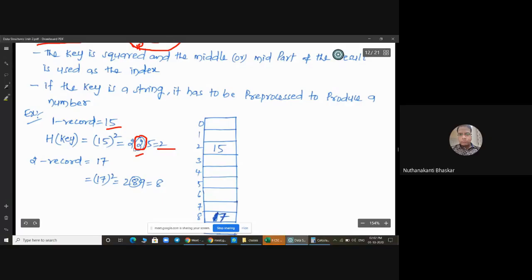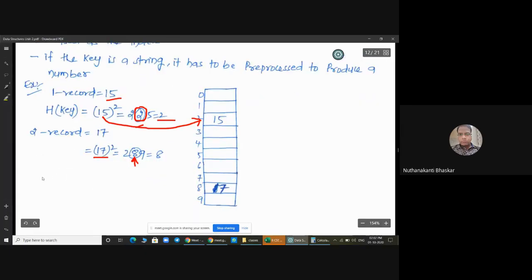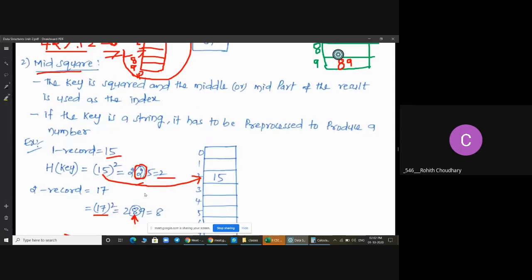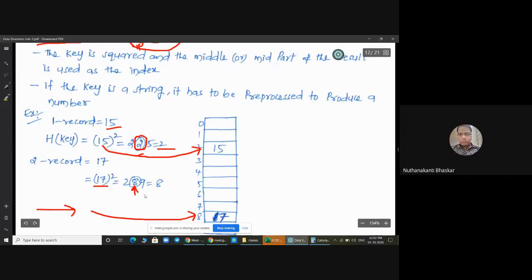Then I consider 2 as the hash value. Now I store 15 at index 2. In the same way, 17 squared. Now I consider the middle one, 8, then it is stored at index 8. If we insert any other number and get the same index, that is called a collision. We will discuss later how to overcome the collision. Understand this mid square method? Yes, sir. Any confusion? No, sir.